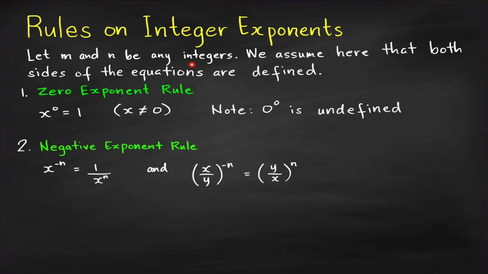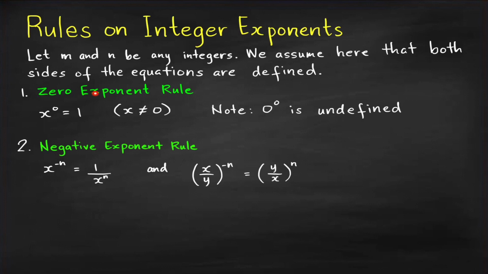So let m and n be any integers. For example, 1, 2, 3, 4, 5, and so on, or their negatives or 0. Here we assume that both sides of the equations are defined. Again, defined means they are real numbers.